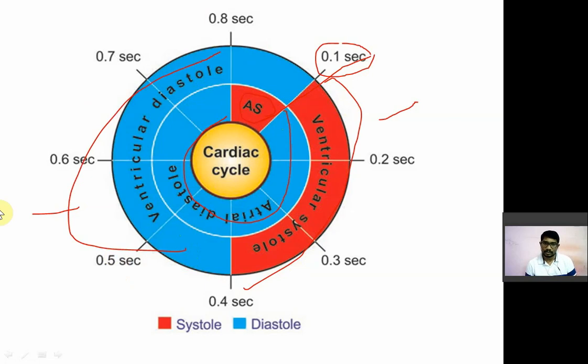So cardiac cycle means whatever events come in the heart in one cycle of contraction and relaxation, that is nothing but the cardiac cycle.